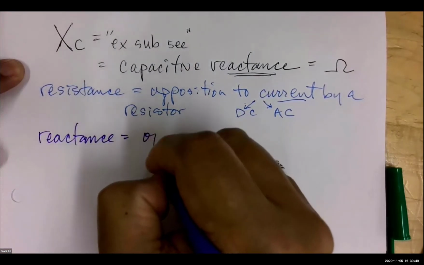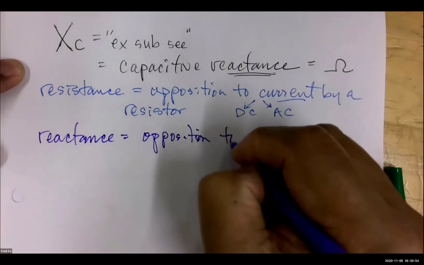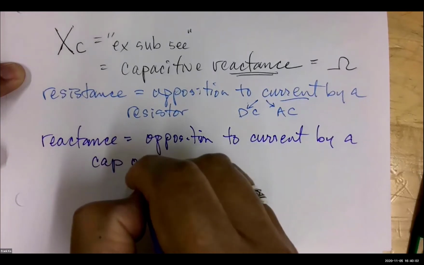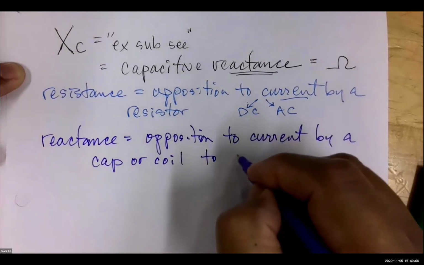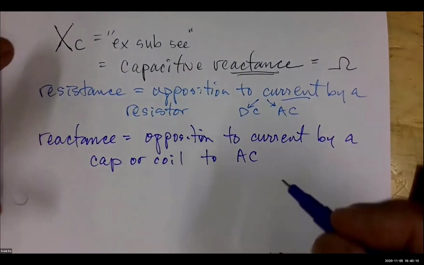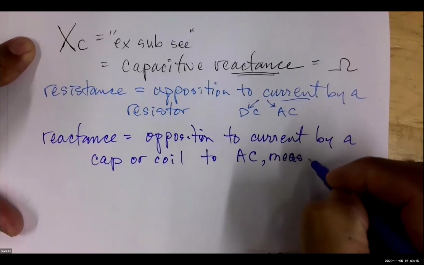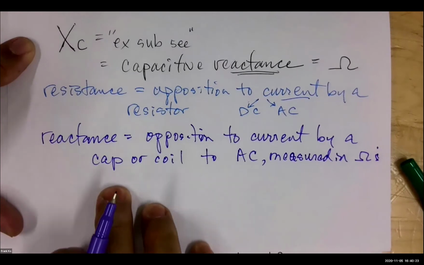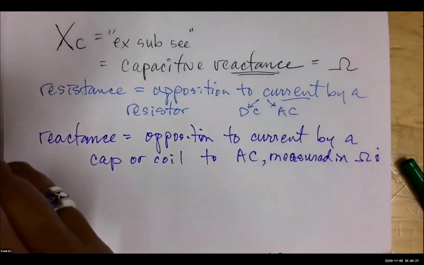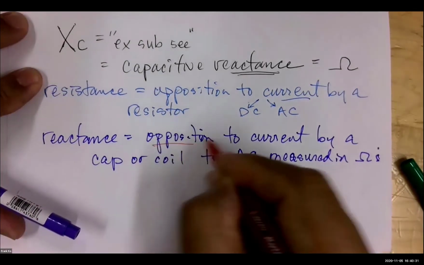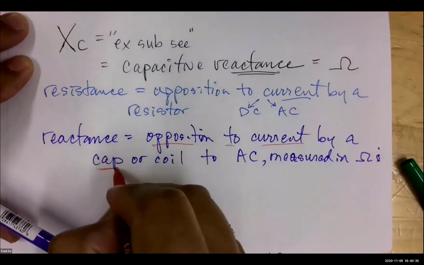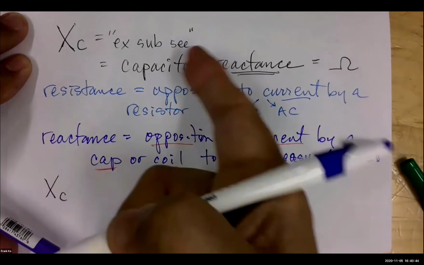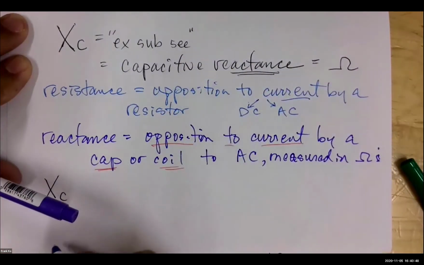Reactance is opposition to current by a cap or coil to AC, and it is measured in ohms. Okay, measured in ohms. So reactance, although it sounds similar to resistance, is not the same. However, the behavior is the same in that it is opposition to current. Opposition to current by a what's it say here? By a cap or a coil. So we have two different kinds of reactance. We have X sub C, which is your capacitive reactance. And then we also have X sub L, which is inductive reactance.